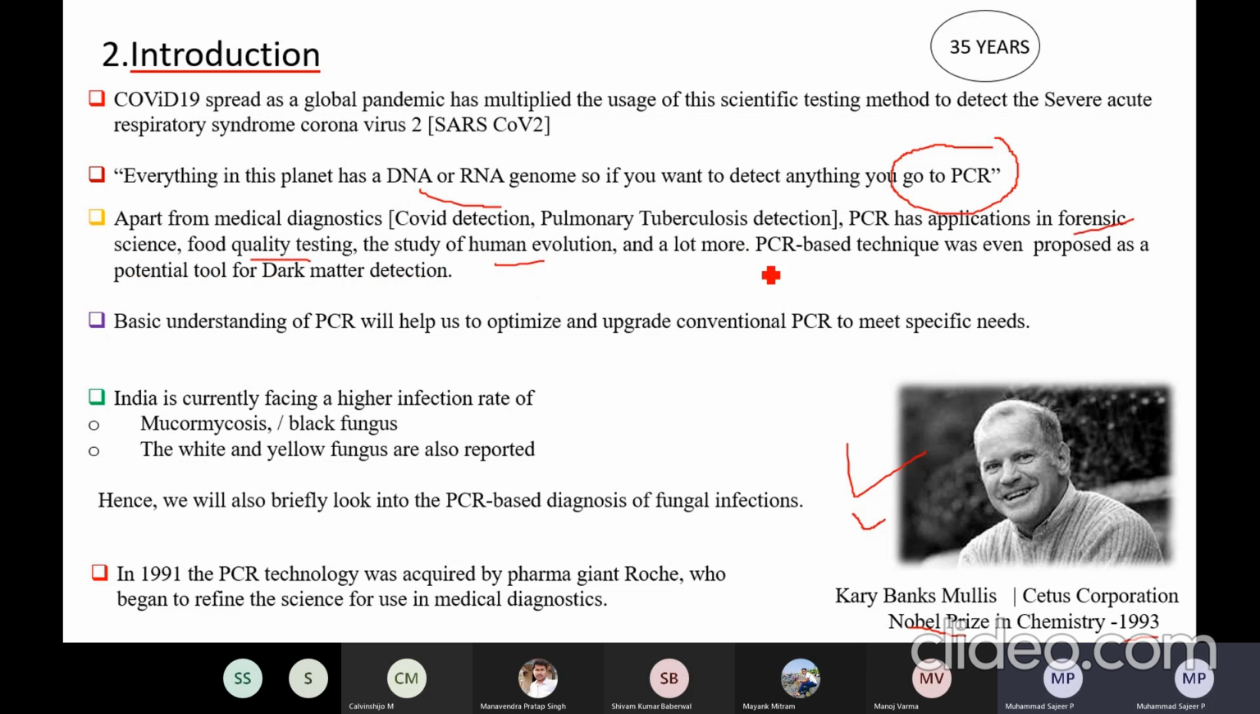As I said, it is also proposed as a potential tool for dark matter detection. That paper is still on arXiv, but if you want, I can send it to you. And India is also currently facing a higher infection rate of black fungus, whose name is mucormycosis, and white and yellow fungus are also reported.